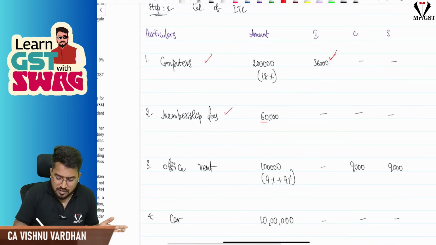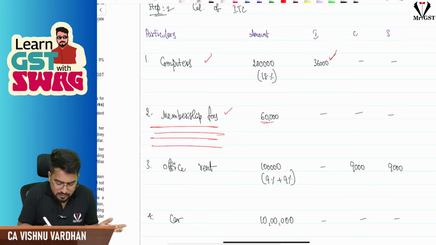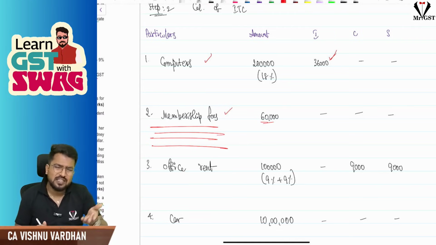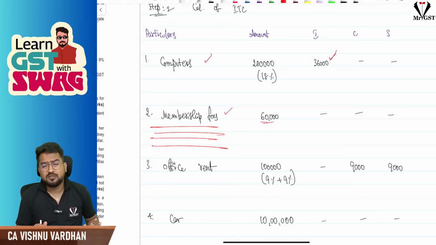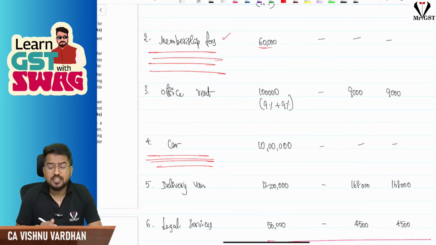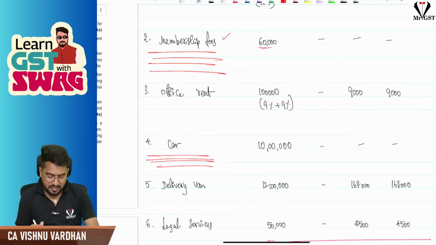Membership fees, it is blocked. Here you should write the explanation, the working notes, the reasoning there, why this is blocked. Nothing but section 17 subsection 5: membership fees paid for any club and all these things are blocked from availing ITC. Like that, write the reasoning here also: for a car, a motor vehicle with seating capacity less than or equal to 30 for transportation of passengers is blocked from taking ITC.